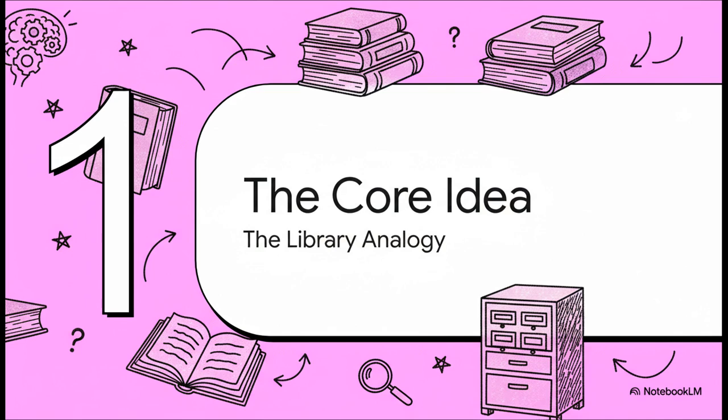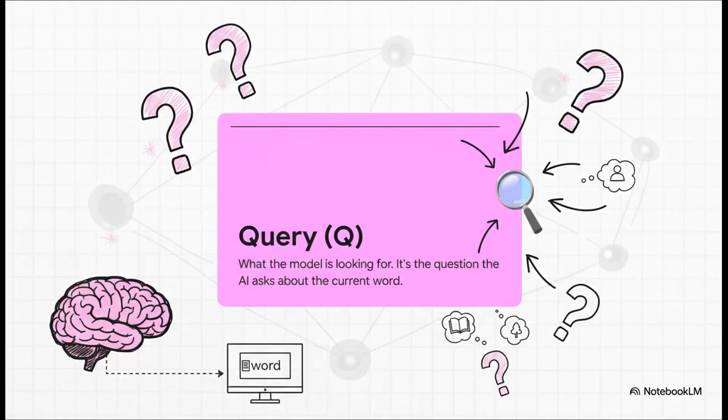Okay, to really make this click, let's use an analogy. Imagine the AI is a researcher standing in a gigantic library. To find the exact piece of information it needs, it uses this really clever three-part system. First up, we have the query. For every single word the AI is looking at, it basically forms a question. So if it's processing the word it, the query is kind of like the AI asking itself, what noun in this sentence could it possibly be referring to? It's the active search, the thing it's looking for.